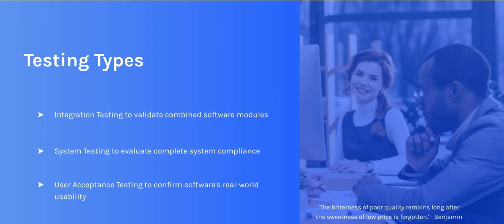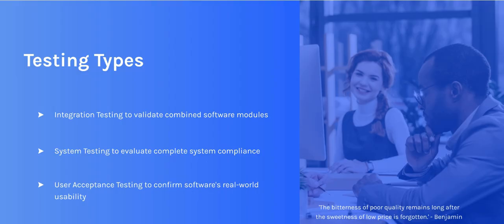Moving on to our second slide, Benjamin Franklin once said, "The bitterness of poor quality remains long after the sweetness of low price is forgotten." So, we have various types of software testing to ensure top-notch quality. We start with unit testing, which is usually done by developers. It focuses on testing individual components or functions of the code in isolation to ensure each part works correctly. By catching errors early at the smallest level, developers can prevent bigger issues later.